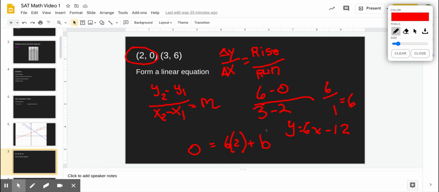So if we make the x 2, 6 times 2 is 12, and 12 minus 12 is 0, so that's correct. And if we make the x 3, that's 18. 18 minus 12 is 6, so this is correct. This is the linear equation in slope-intercept form.